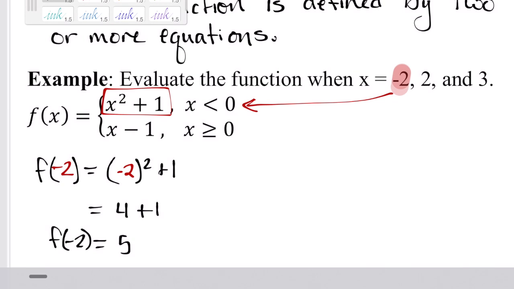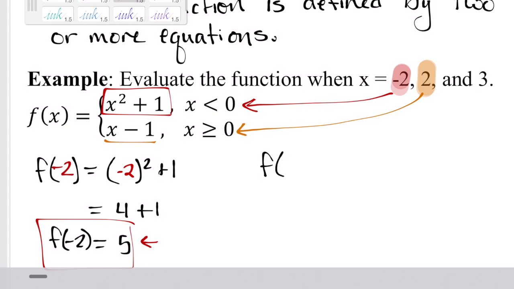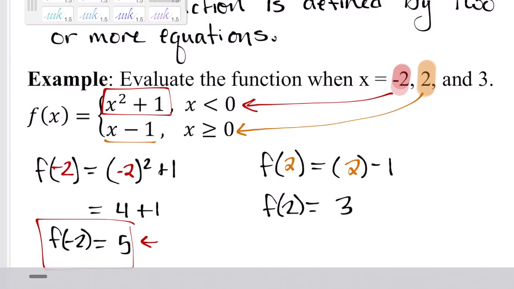So when I plug in negative 2, I end up with 5. The second one is a positive 2, and positive 2 is greater than or equal to 0, so that means I'm going to use the second equation. And the last one I'm going to save for my kiddos.